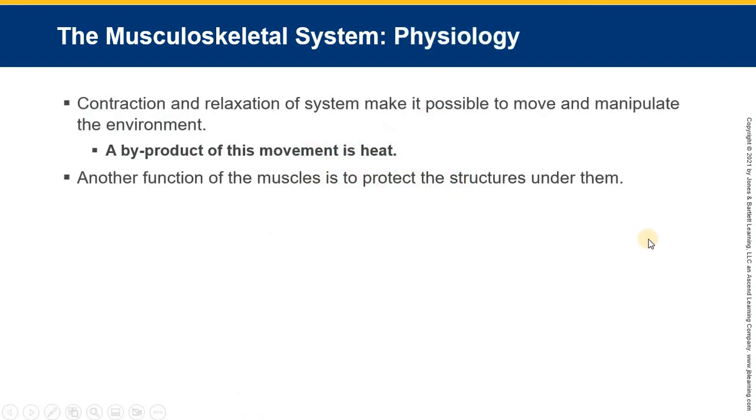So contraction and relaxation of those muscles make it possible for you to move and to manipulate your environment. But as you can tell, because you sweat when you work out, there's a lot of heat produced when you move muscles. It's an important fact to know in things like seizures. If somebody is moving involuntarily for long periods of time, they can deplete their sugar. They can get very hot. It makes them hotter because high fevers in pediatric patients can actually cause seizures, and then the seizure itself can raise their temperature.